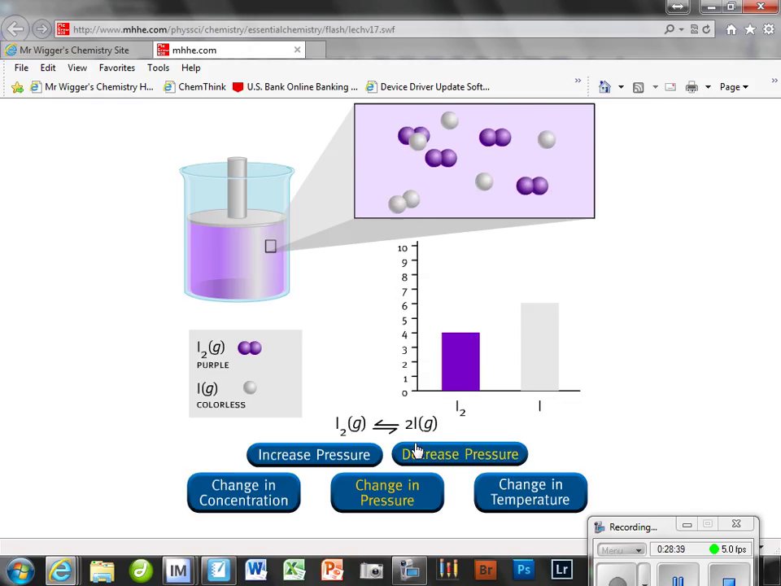So, where do I have fewer moles? I'm going to increase the pressure, I've got to decrease it. And I'm going to do that by decreasing the moles. Which side has fewer moles?